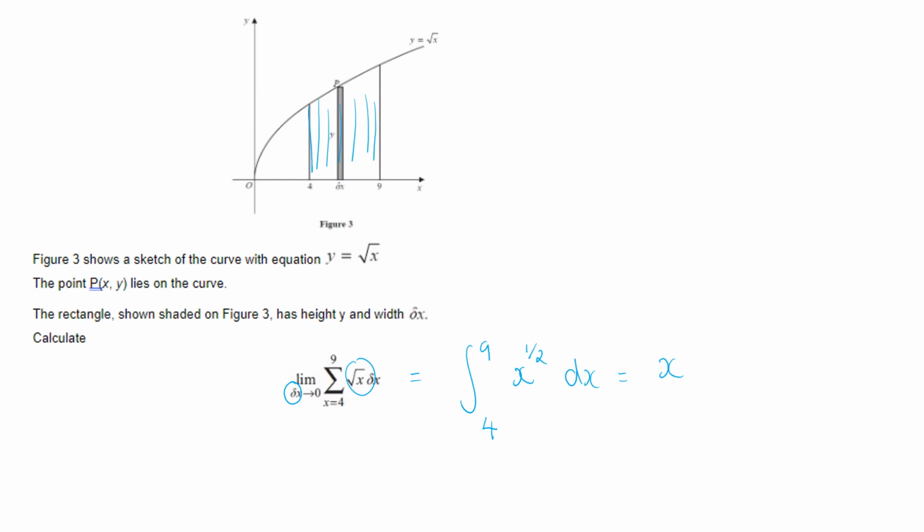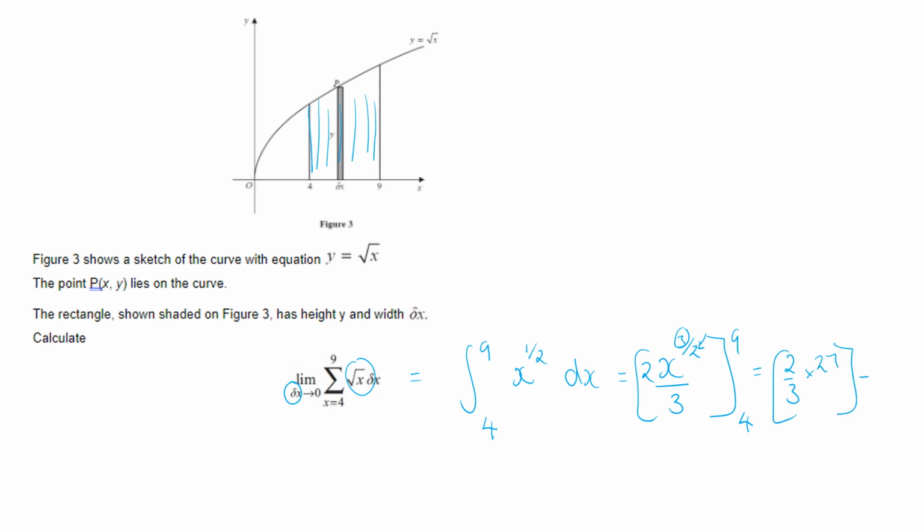So adding 1 on to a half will be 3 over 2. Dividing by the new power, when we divide by 3 over 2, it's the same as timesing by 2/3. And we're going between 4 and 9. So sub 9 in. This 2 here will mean the square root of 9, which is 3, and then 3 cubed is 27. So it's going to be 2/3 times 27.